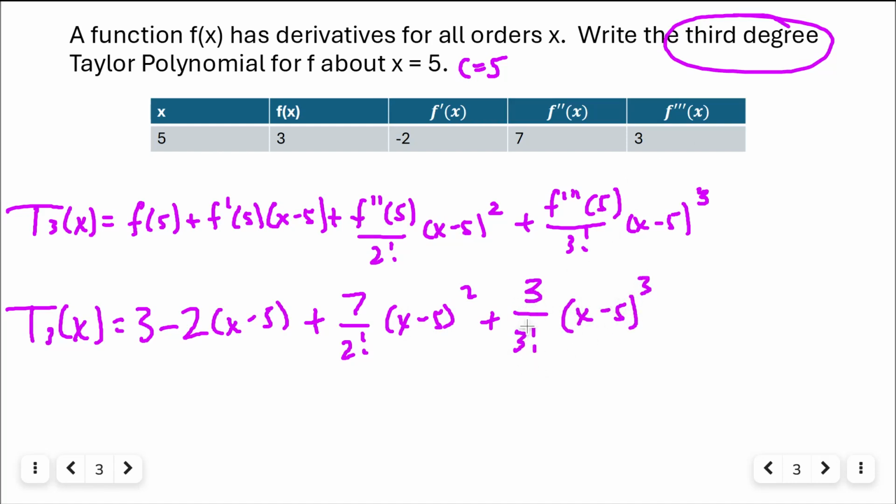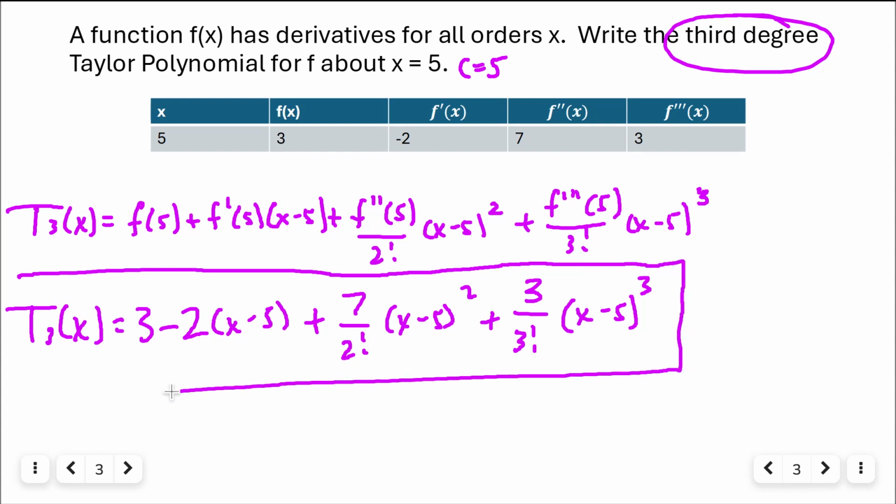And again, you can clean this up a little bit. 3 over 3 factorial would be 2, right? Or 2 factorial again, okay? But that is my third degree Taylor polynomial for this scenario, all right? And again, what can I do with it? It can approximate values near 5, right? Approximate values for this function f of x, using 5 as its center.